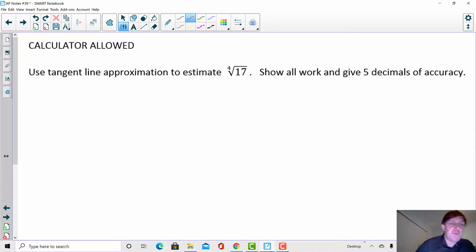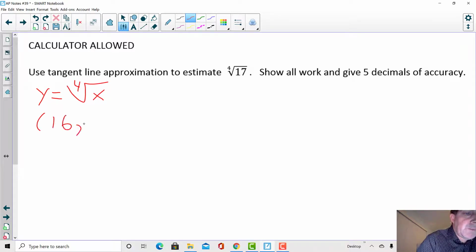Okay, this last one's just a review question. We want to use linear approximation to estimate the fourth root of 17. If we let our function equal the fourth root of x, we can use an easy point. When x is 16, the y is going to be 2. Remember, this is a fourth root function, so it only has one answer. It's not a real fourth root.